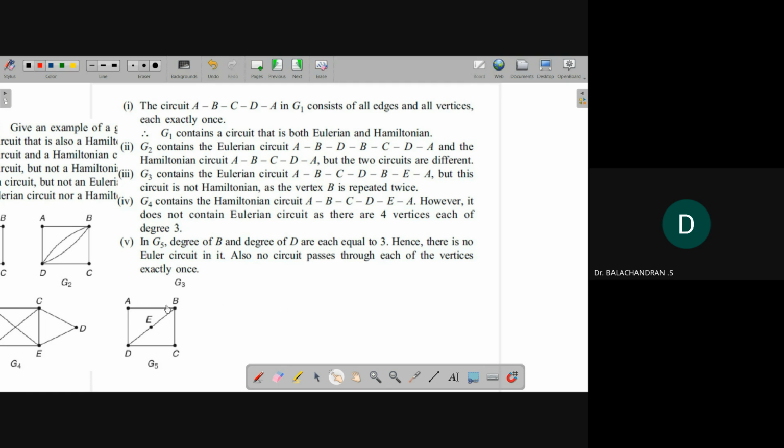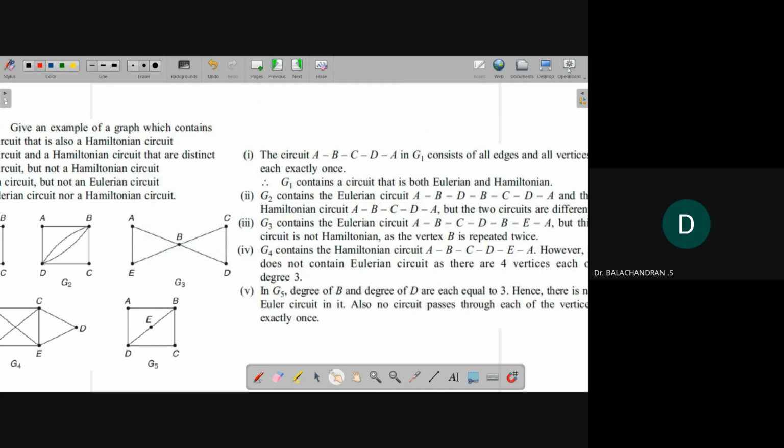I'll start from A, B, C, D. If I go to E, from E to A, there is no edge. If I want to go from E to A, I should go through B. So if you go through B, you should cross B twice. So that's why we don't find a Hamiltonian circuit in this graph. So this is an example of a graph which contains neither an Eulerian circuit nor a Hamiltonian circuit.